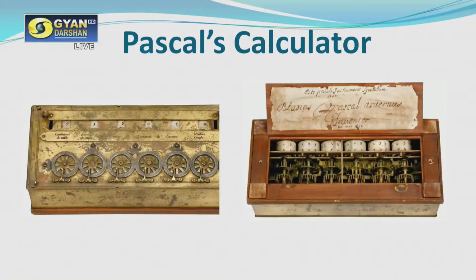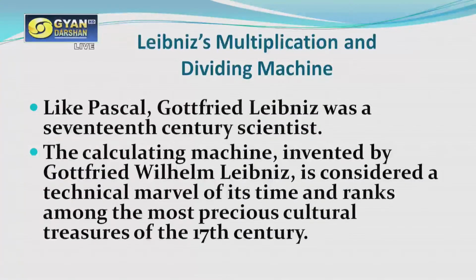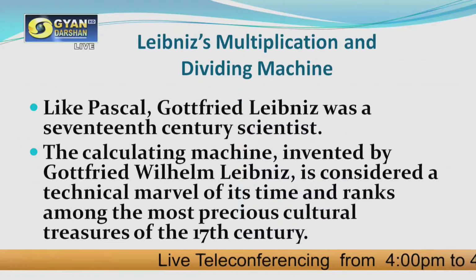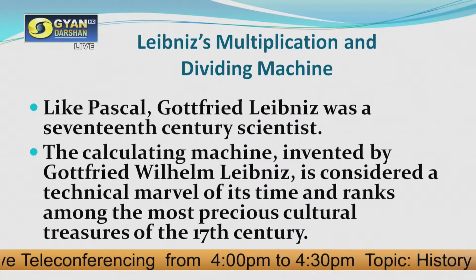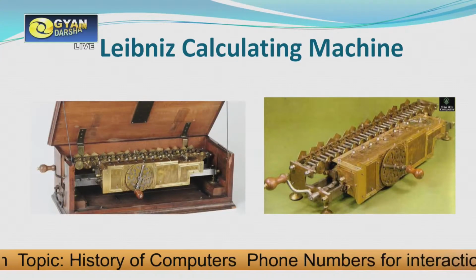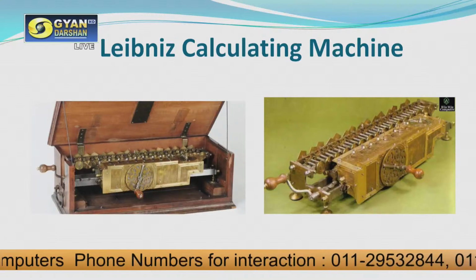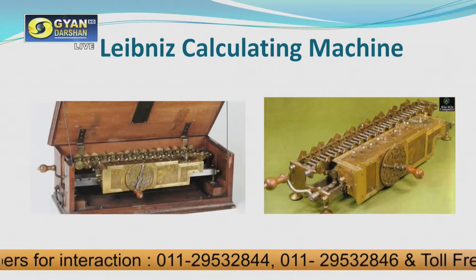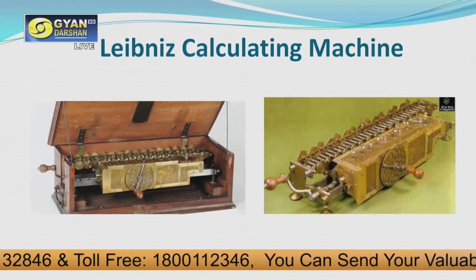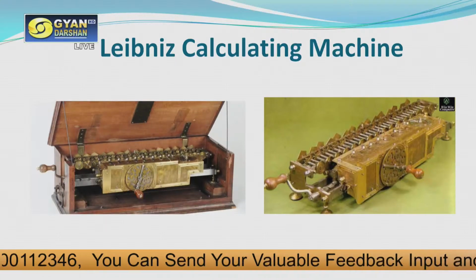You can see here, one cross section is on the left side and the other complete device is on the right side. Then there is the Leibniz multiplication and dividing machine. Like Pascal, Leibniz was a 17th century scientist. The calculating machine invented by Leibniz is considered a technical marvel of its time and ranks among the most precious cultural treasures of the 17th century. So this is the Leibniz calculating machine, you can see. All these devices are mechanical devices. You can see the gears, the cylinders and other equipment, the turners, the rotators and the frames. All these will be helping in calculating the numbers.